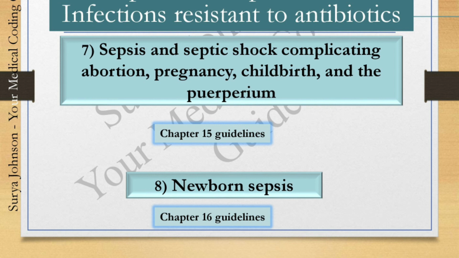The seventh one is sepsis and septic shock complicating abortion, pregnancy, childbirth and puerperium. For this, there is a detailed explanation in the chapter 15 guidelines. And for newborn sepsis, that is the sepsis in newborn babies, we will be following the chapter 16 guidelines. They take the precedence.